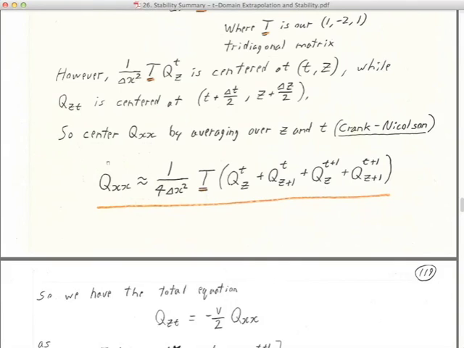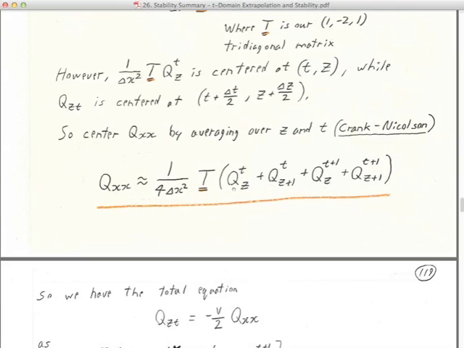So the d squared q dx squared is approximated by taking 1 over 4 delta x squared times the tri-diagonal matrix, the one tri-diagonal matrix applied once to the sum of these. We're taking the average of all of the values here. So this is a little bit different from Crank-Nicolson, because we're taking the average first before we apply the difference. We're not actually taking the difference four times, like with the first Crank-Nicolson method.